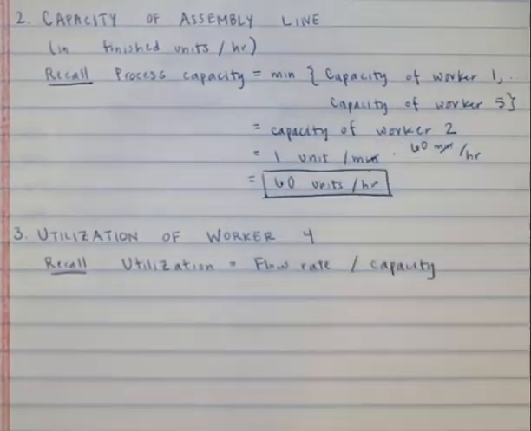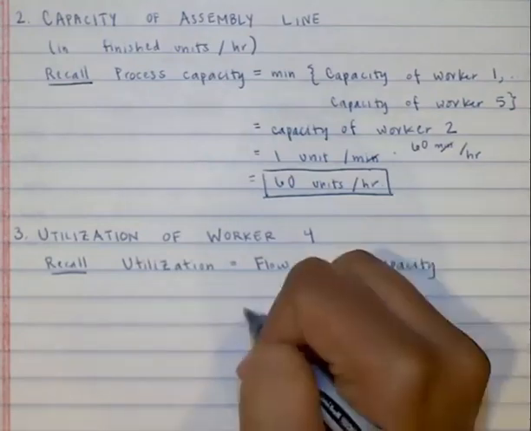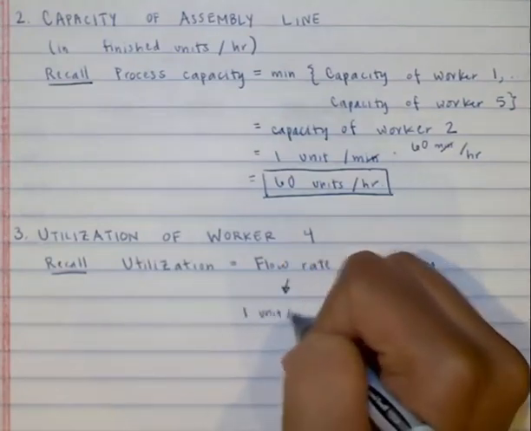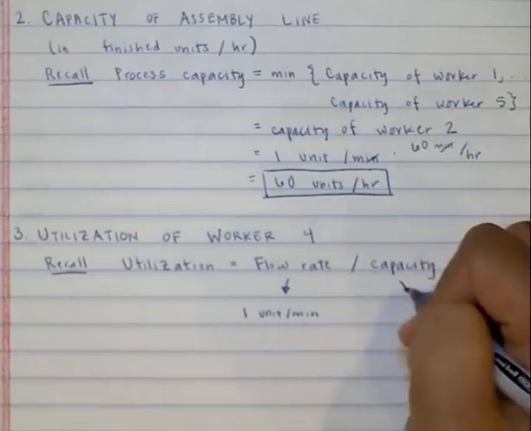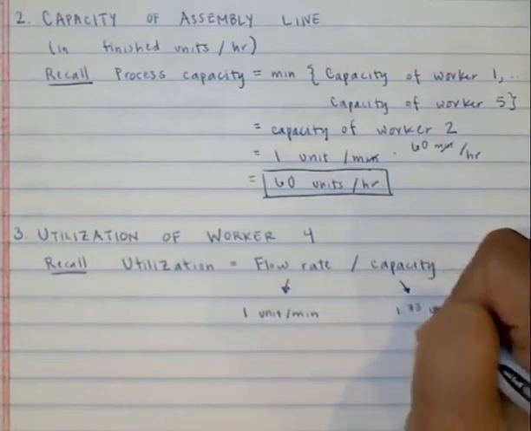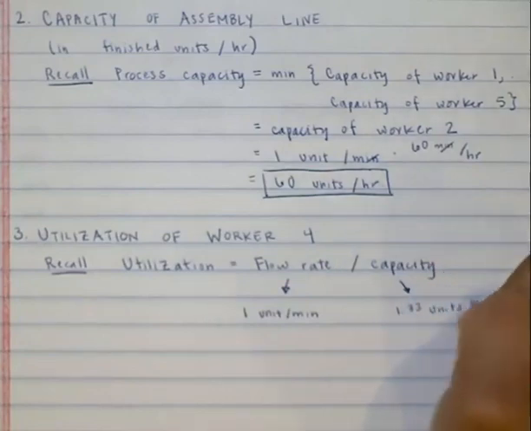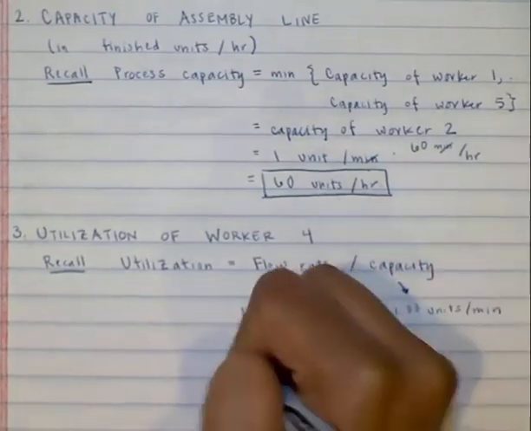The third question asks us about the utilization of worker 4, ignoring the first and last units. Recall that utilization equals flow rate over capacity. Flow rate is simply 1 unit per minute, which we found earlier, and the capacity of this particular resource is 1.33 units per minute. Now all we have to do is substitute these numbers into the equation and solve.